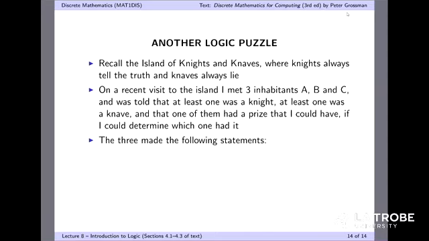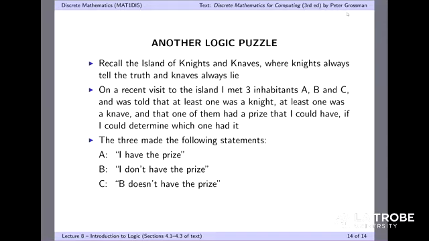So the three made the following statements. You don't have to see that to determine the truth value. I intentionally stopped there so that you think about it. Okay? The 3 made the following statements. A: I have the prize. B: I don't have the prize. C: B doesn't have a prize. Which one has the prize?